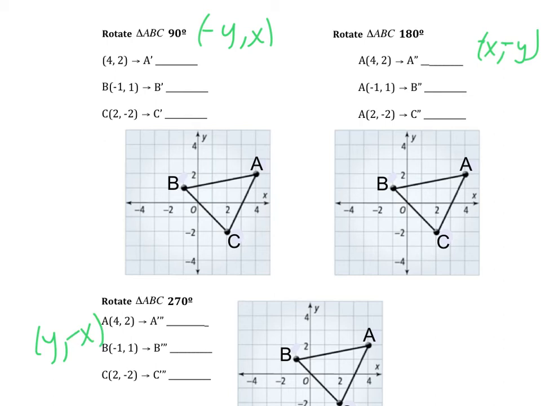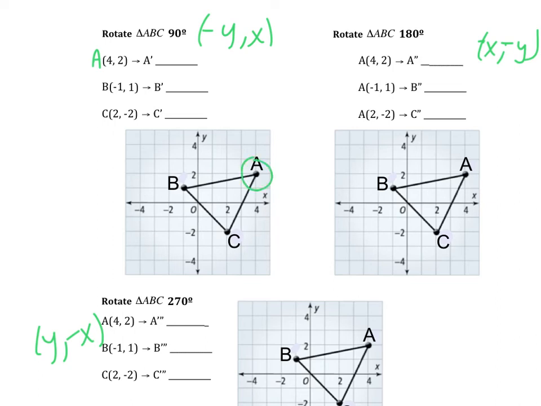Now, I'm not going to do all 3 of these. I'll do one of them, maybe get you started on the other 2, and see if you can finish it up and check the key. So for a 90-degree rotation, it looks like A starts out at 4, 2 in this first problem in the upper left corner. That's the one I'm looking at now. A is at 4, 2, so that's right there.